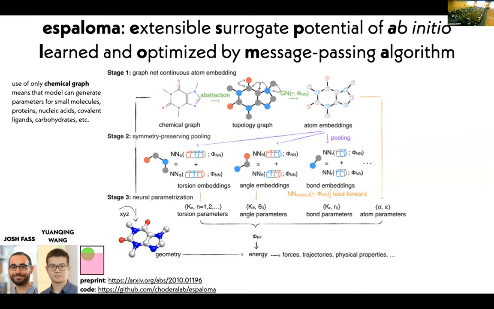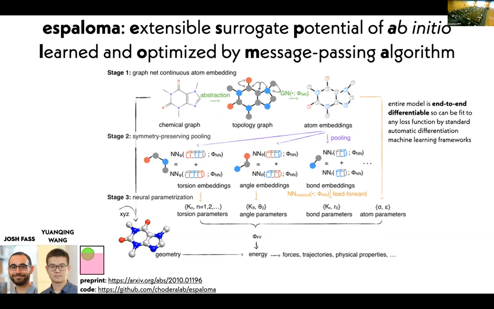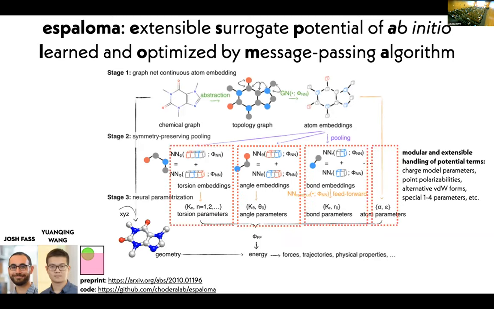Obviously, there are still challenges in really long-range things like dyes and conjugation. But from each one of those, you do some symmetry-preserving pooling, because a torsion should have the same parameters whether you read it forward or backwards. And then from the vector you get from the symmetry-preserving pooling, you can predict the torsion parameters by just a feed-forward neural net. And this is very modular in that it allows you to take both modules and add them as you'd like for polarizability or for other parameters. It's also fully end-to-end differentiable, so you can link it to whatever objective function you want to fit.